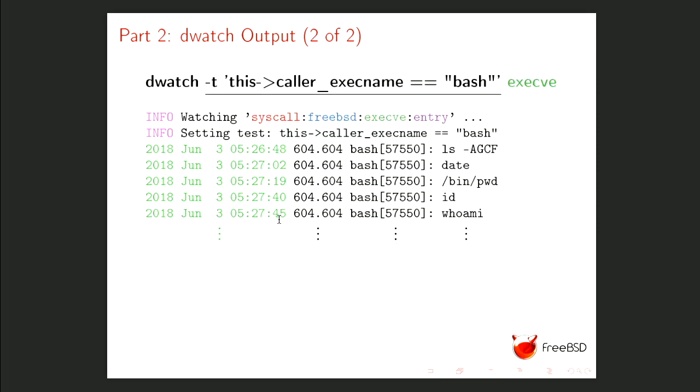A dash T example would be watch exec VE where the caller is bash. Now I'm hinting at the new globals. Yeah, caller exec name is one of those.